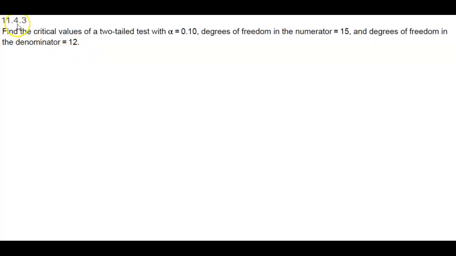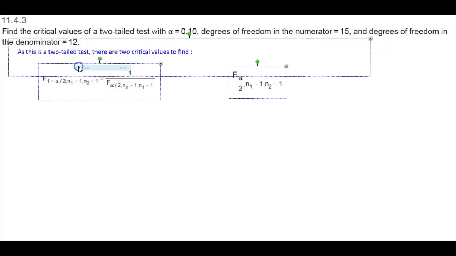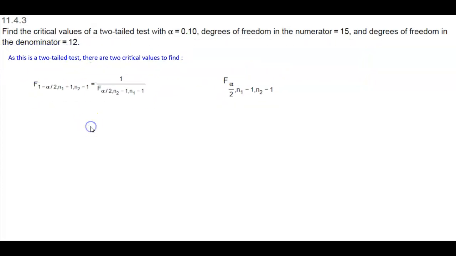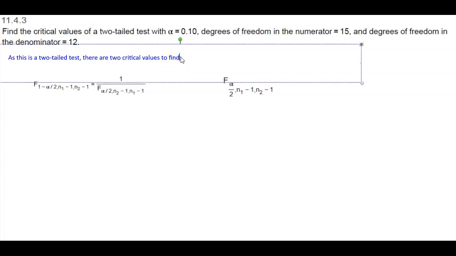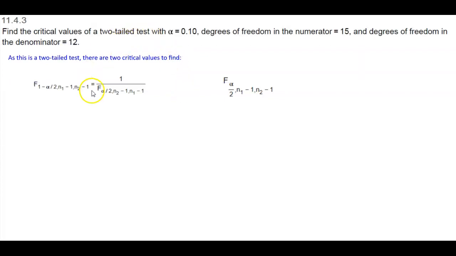Section 11.4.3, we want to be able to find the critical values of a two-tailed test with alpha equals 0.10, degrees of freedom in the numerator equal to 15, and degrees of freedom in the denominator equal to 12. As this is a two-tailed test, there are two critical values to find. Because it's a two-tailed test, we're going to have to use these particular formulas here. Here's the first one. This is going to be the left side of the drawing, which we'll see once we complete this problem.